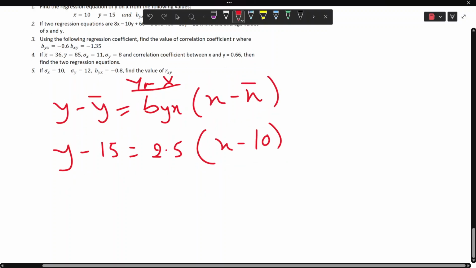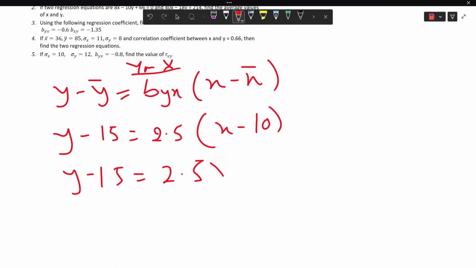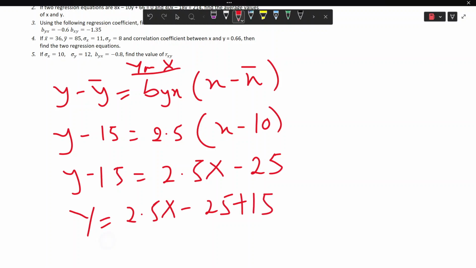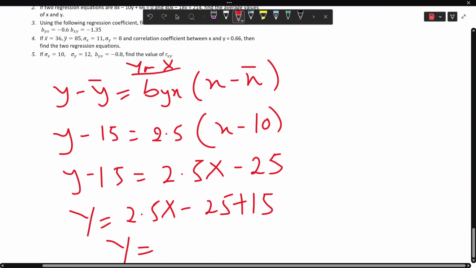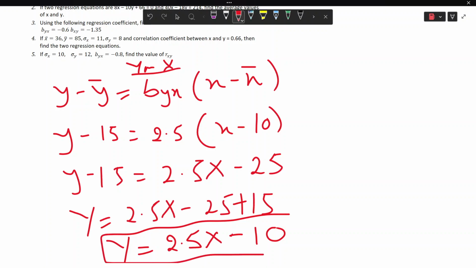Then let's expand our bracket. y minus 15 is equal to 2.5x minus 25. So y is equal to 2.5x minus 25 plus 15. So our equation becomes y is equal to 2.5x minus 10. So this is our equation.